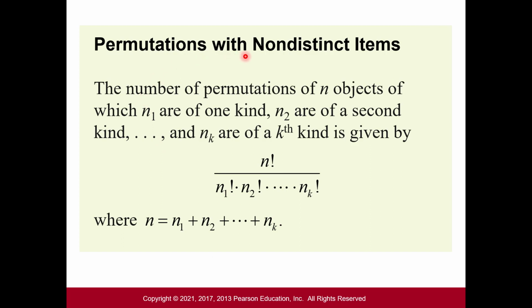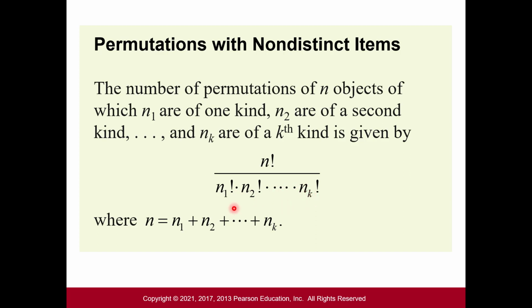So, permutations with non-distinct items. The number of permutations of n objects, of which n sub 1 are of one kind, n sub 2 are of the second kind, and so on, and then n sub k are of the kth kind, is given by this formula. n factorial on top. For the first kind, how many there are of that kind is n sub 1, so n sub 1 factorial. How many there are of the second kind, that's n sub 2 factorial, and so on, and you multiply all the way to the last kind.